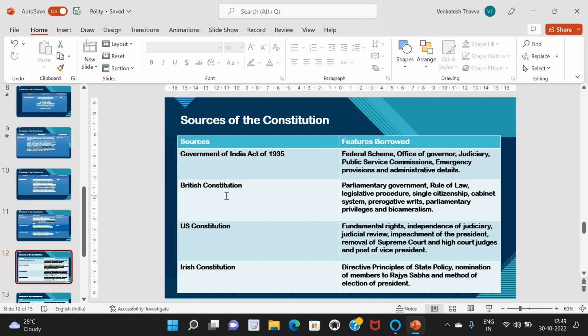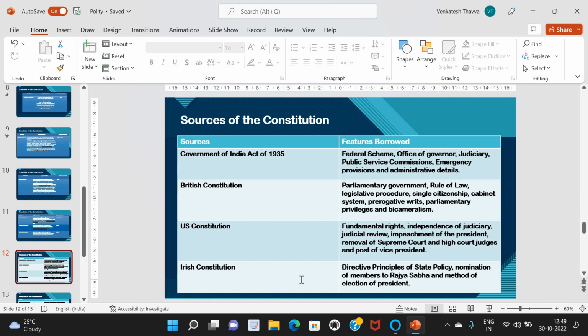Next source is British Constitution. From that, we borrowed Parliamentary Government, Rule of Law, Legislative Procedure, Single Citizenship, Cabinet System, Prerogative Writs, Parliamentary Privileges, and Bicameralism. Next, coming to US Constitution. From that, we borrowed fundamental rights, independence of judiciary, judicial review, impeachment of the President, removal of Supreme Court and High Court judges, and the post of Vice President.